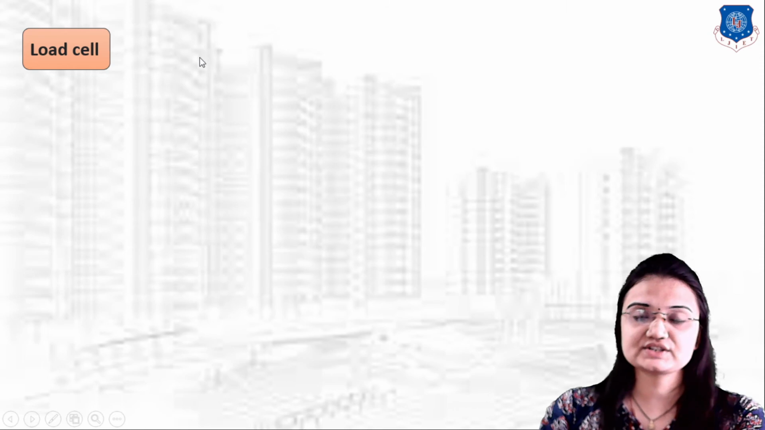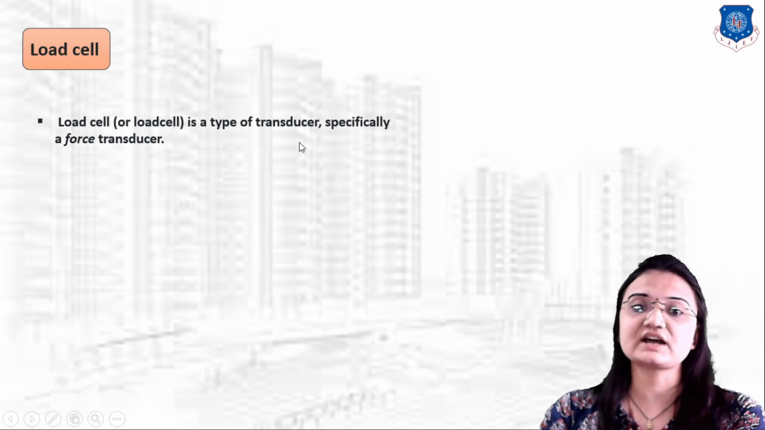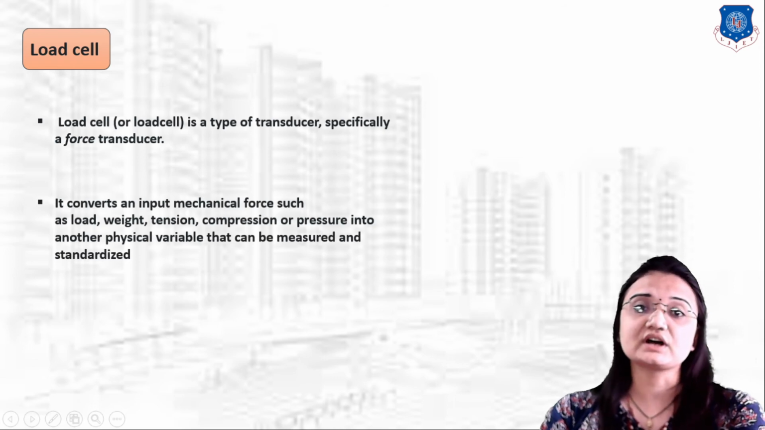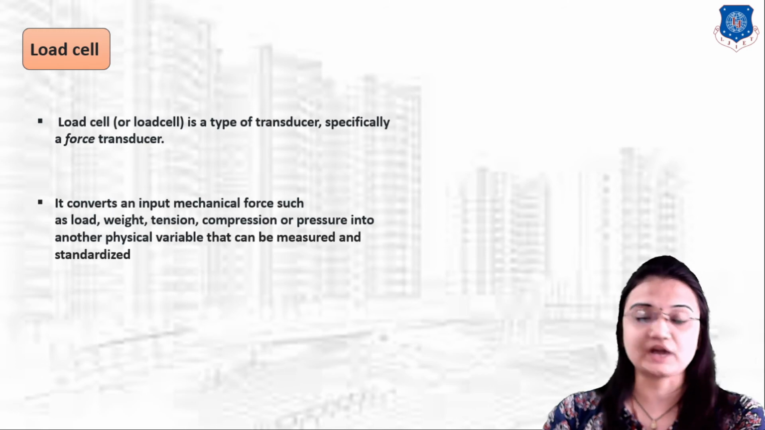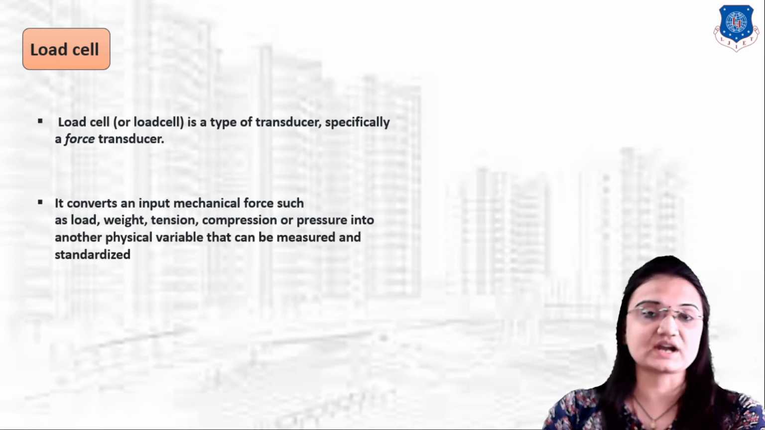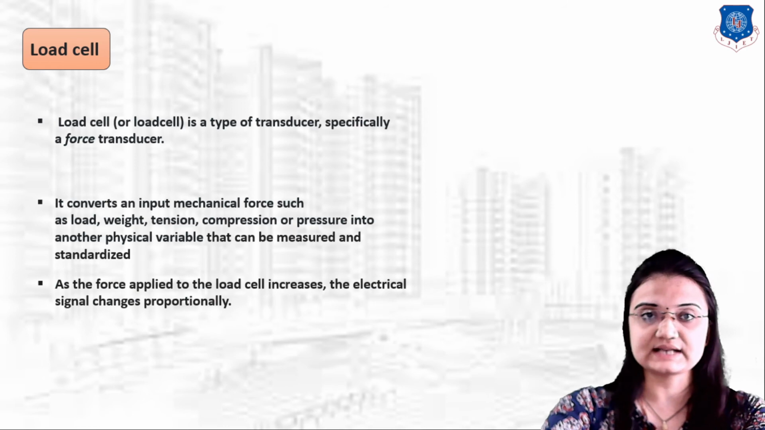Our next sensor is the load cell. A load cell is generally used to measure weight. It is one type of transducer, specifically a force transducer. It converts an input mechanical force such as load, weight, tension, compression or pressure into another physical variable that can be measured and standardized. Load cells are also used in civil engineering to measure a load, or we can say to measure a weight. How does the load cell sensor work?